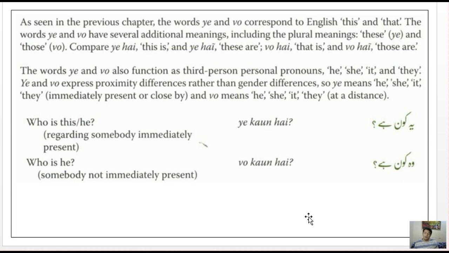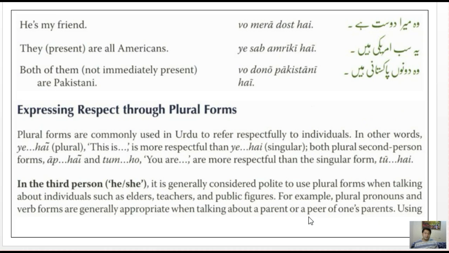If you want to say who is this, it means ye kaun hai? And who is he at some distance, you will say wo kaun hai. The same can be used in sentences like he is my friend. वो, at a distance, वो मेरा दोस्त है. And if you want to say something about your friend and he is close by, you can say ये मेरा दोस्त है. He is my friend. He is close to yourself, due to proximity. They present are all Americans.